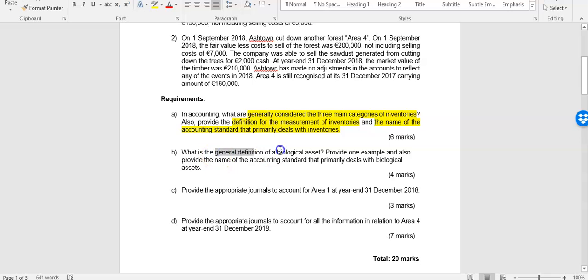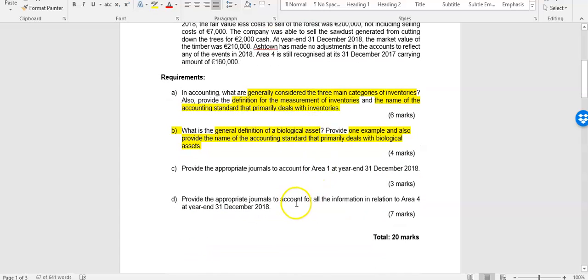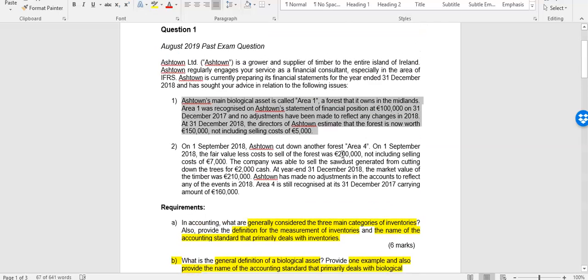What is the definition of a biological asset? Part B. Give one example and give the accounting standard that deals with biological assets. So again, more theory aspects in that August exam. Give the journal entries for area 1, and we'll look through that. And finally, give the journal entries to account for area 4 at the end of 2018 as well. So 20 marks in total.